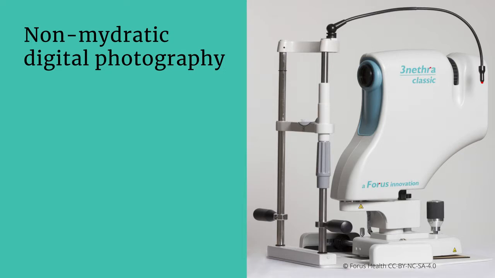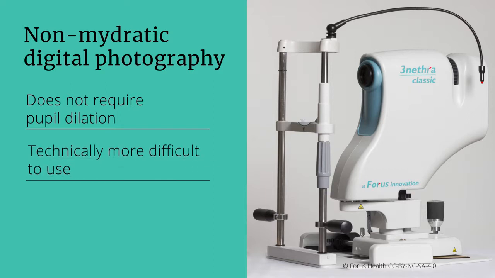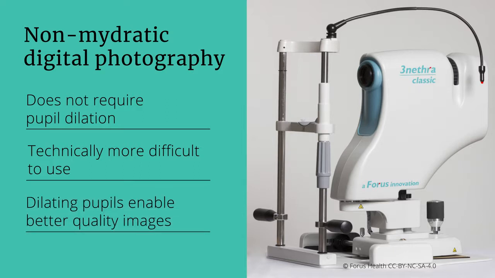Non-mydriatic digital photography, taken by a fundus camera, does not require pupil dilation. Drawbacks of this method include higher technical difficulties from media opacities, small pupils, and in obtaining stereoscopic views. All non-mydriatic cameras take better quality images if the pupil is dilated, and this reduces the ungradable rate. This is especially important if corneal haze or cataracts are a problem in the population.